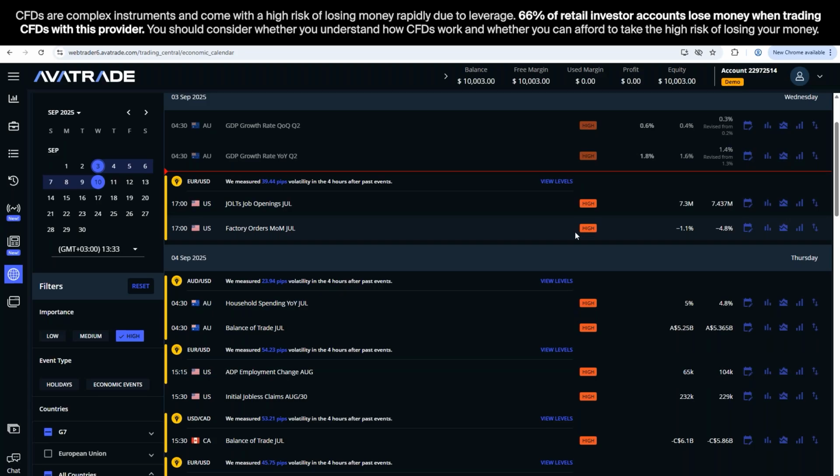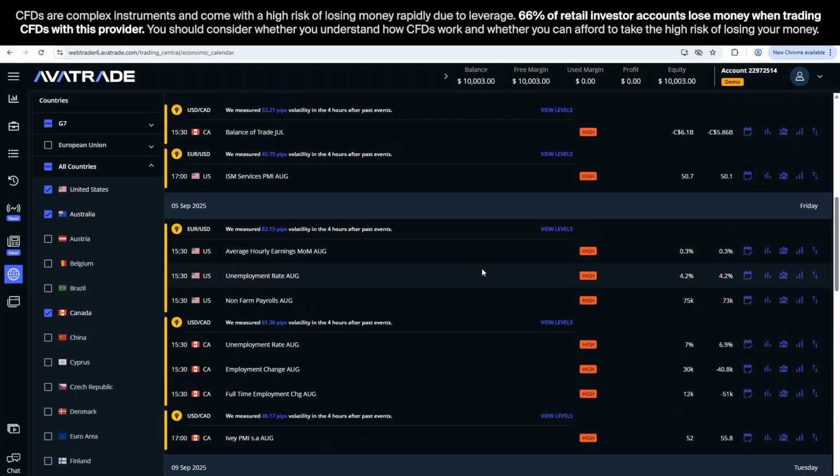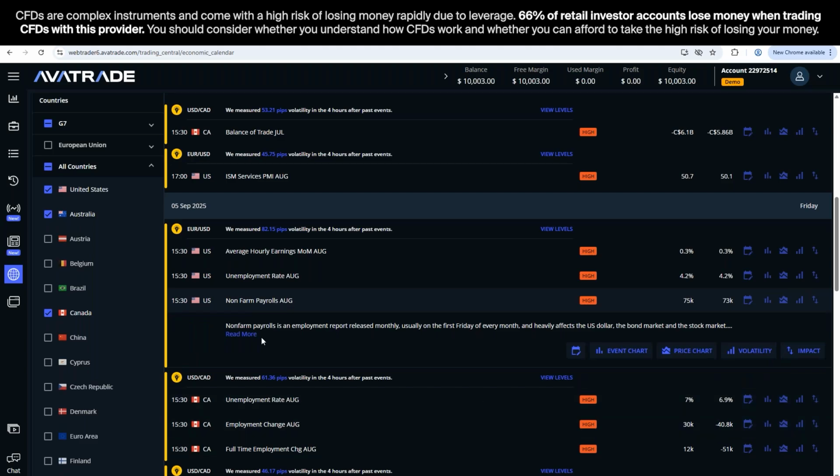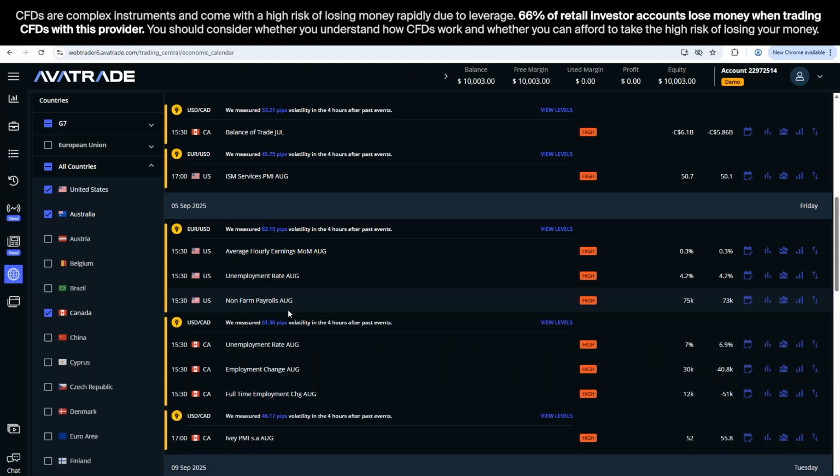Great. Now, if we carry on down, we've got the NFP, non-farm payroll. I'll click in here to get more information, on read more. Non-farm payroll is an employment report released monthly, usually on the first Friday of every month. Then we can understand a bit better that we can also combine the expectation that the interest rate will be lower with the upcoming CPI.